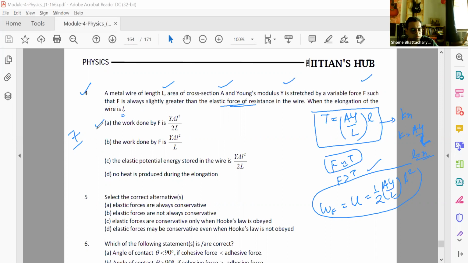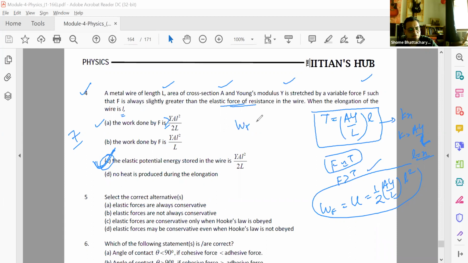Okay. So actually the correct statement here is that the potential energy stored is this much. But the work done will be slightly greater than. It's almost equal to, but slightly greater than, because F is slightly more than that. So what happens is that the rest of that work, as the force is pulling it, because the force is greater than the tension, the wire will be in a state of motion. Part of the wire will be in a state of motion.